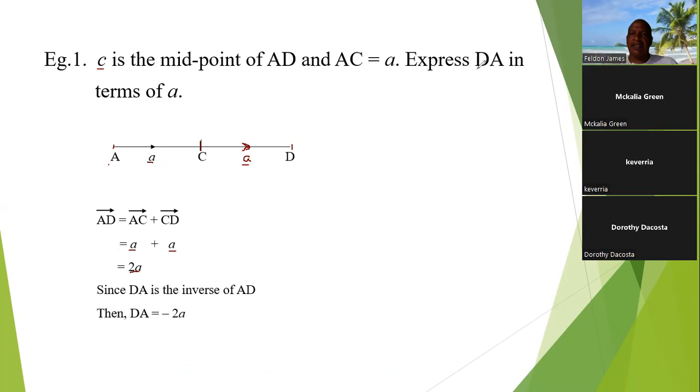All right, now if you go back to the question, what did the question ask you to do? The question says you have to express the vector DA in terms of a. When you look at this line up here and you think about DA, you notice that DA would be going in the opposite direction of AD. Do you agree with that? Yes, sir. Right, so we know that AD has a length of 2a. Since DA is the inverse of AD, then DA must be minus 2a. Everybody follow that? Miss Green? Yes, sir. Right. So in terms of a, DA would be equal to minus 2a.